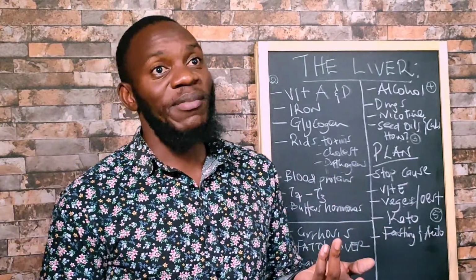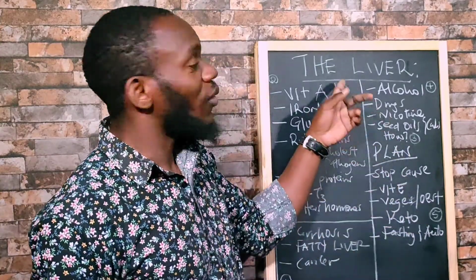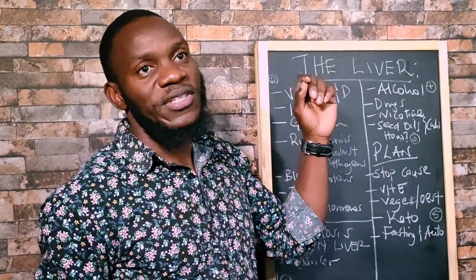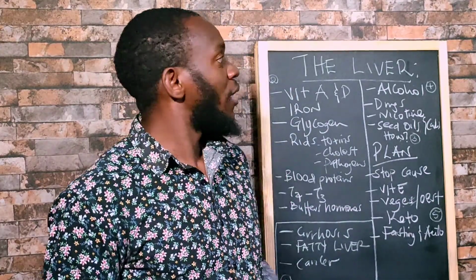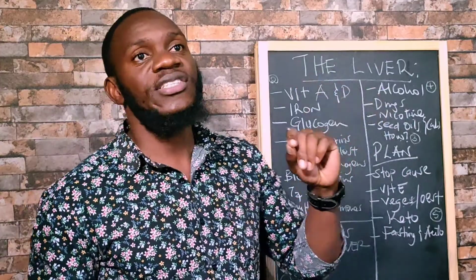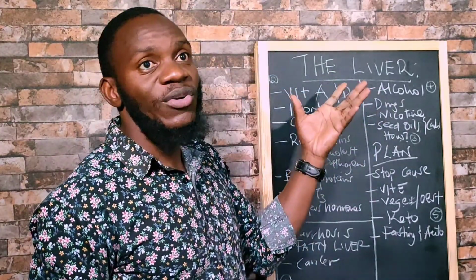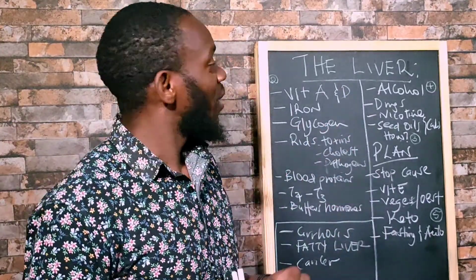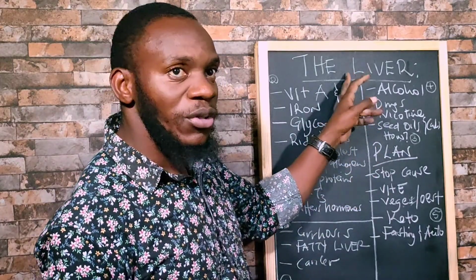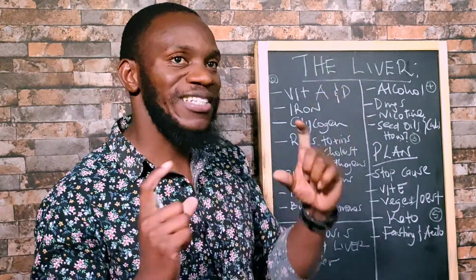Now, we cannot start talking about health without talking about the major culprit, which is the liver. So today, in this introductory video, I'm going to talk to you about the liver. Now, the liver is the second largest organ in our bodies. It plays a major role in our immunity, and you have to do everything possible to protect your liver. Now, liver conditions come as a result of a fatty liver.